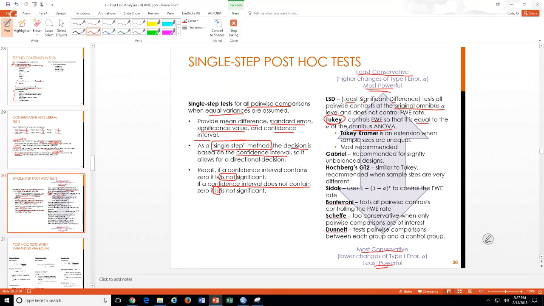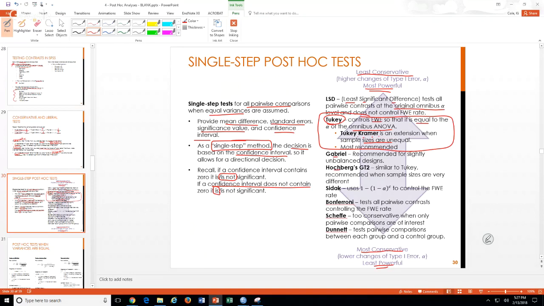Actually, the Tukey is only for equal sample sizes. That's all you'll see in SPSS. But it automatically will apply the Tukey-Kramer when you have unequal sample sizes. And so because it controls the family-wise error rate, and it still has some power, Tukey is often the most popular one.